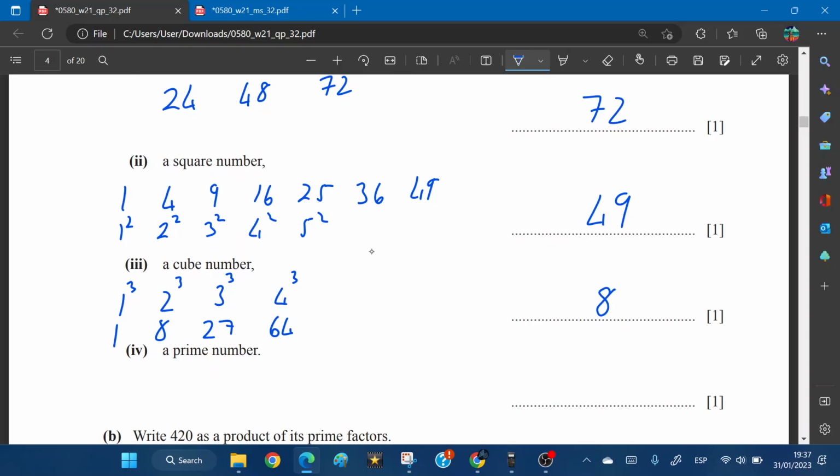Prime numbers, numbers with only 2 factors: 1 and the number itself. First prime number, of course, is 2, not 1, 2. 1 only got 1 factor, 2's got 2 factors. Then 3, then 5. See, 4 has got 3 factors: 1, 2, 4. It is not a prime number. Then 7. Then not 9, but 11, 13. These are the prime numbers.